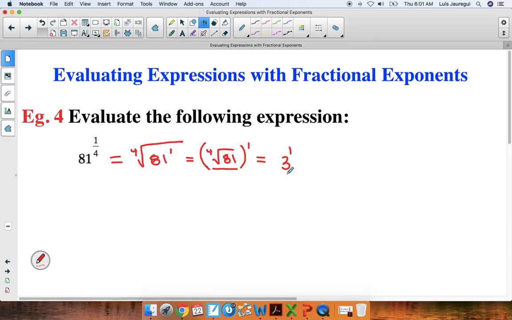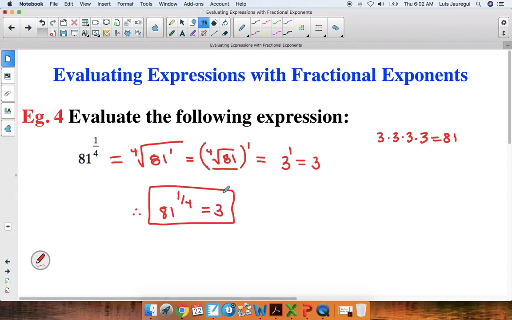And how do we know that the 4th root of 81 is 3? Well, because 3 times 3 times 3 times 3 will give you 81. Check this out. 3 times 3 is 9, times 3 is 27, times 3 is 81. So we just end up with 3 to the 1st power. And recall that any particular base raised to the 1st power is itself, so we can say that this is just 3. And we can conclude the following: 81 raised to the 1/4 power is simply equal to 3.